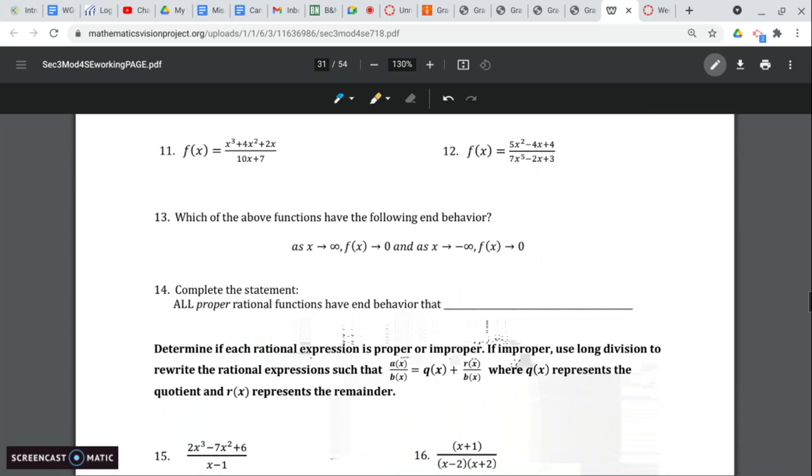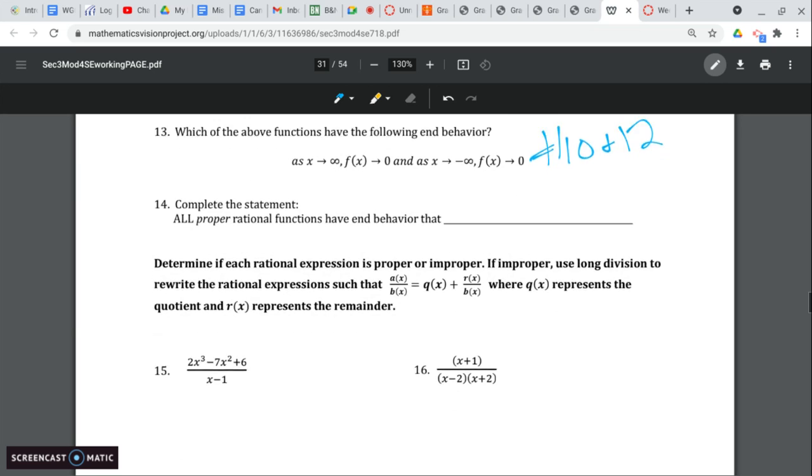All right, which of the functions above have the following end behavior? As x approaches infinity, f of x approaches 0, and as x approaches negative infinity, f of x approaches 0. So this would be numbers 10 and 12.